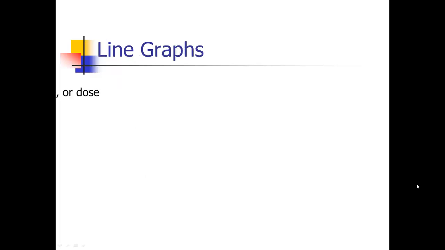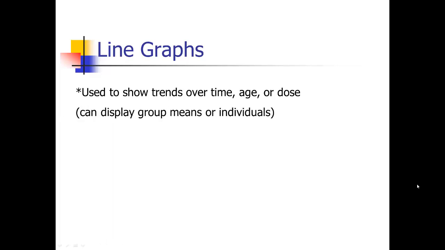So first of all, line graphs. Line graphs I really like because they're used to show trends over time. And sometimes it might be trends over something that's increasing like age or dose, but kind of similar to time. It's used to show trends. And usually people will display the means and standard errors of different groups. Sometimes if you have a low number of participants in your study, you could actually have individual lines, and that's kind of nice too if you can display them all in one graph.